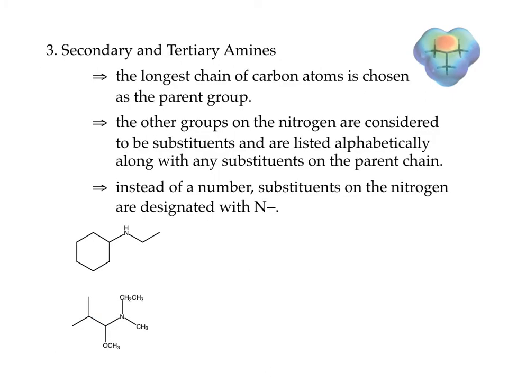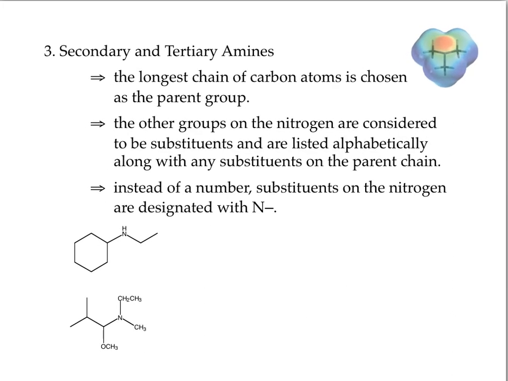Now with secondary and tertiary amines, we are going to name them as substituted primary amines. So, in other words, for the cyclohexane compound down here, I am going to find a chain, typically the longest chain or more complicated chain of carbon atoms, including the amine. That will be the parent. So for this one right here, I'm going to include the cyclohexane and the nitrogen. That is going to be my parent.